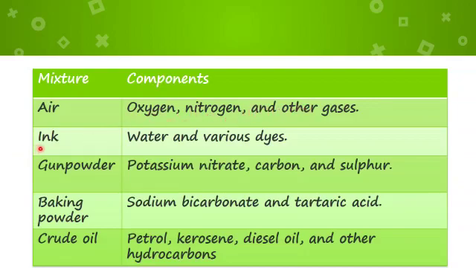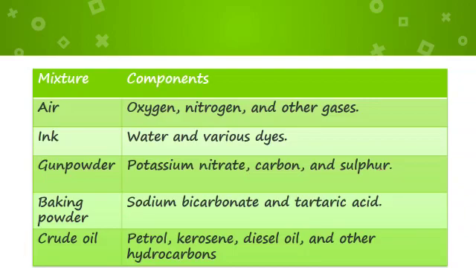When you talk about ink, it's just a simple thing we use in our daily life, and it's a mixture of water and various dyes. If we talk about gunpowder, it contains potassium nitrate, carbon, and sulfur.